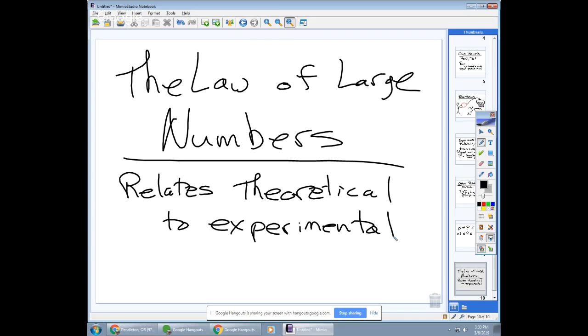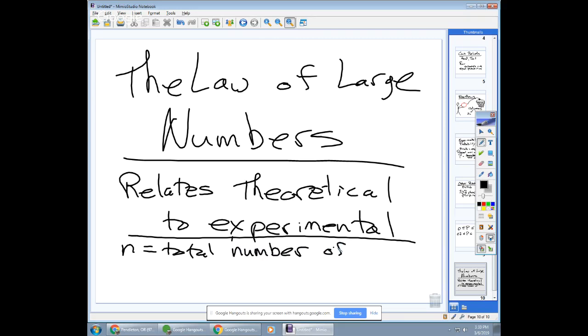And the large number we're talking about is the number of times you run an experiment. So if n is the total number of trials, remember, trials is another word for experiment.